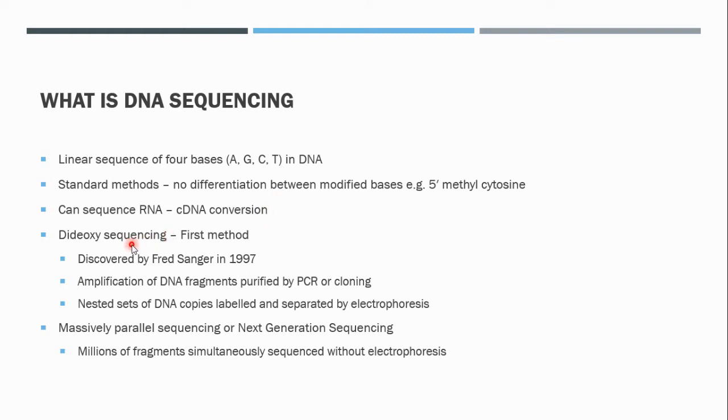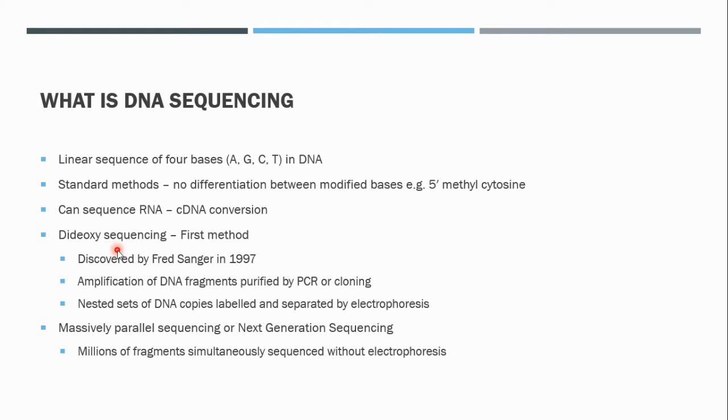Now, dideoxy sequencing was the first DNA sequencing method that was described. And this method was discovered by a gentleman named Fred Sanger in 1977. For that reason, dideoxy sequencing can also be called Sanger sequencing or Sanger dideoxy sequencing.